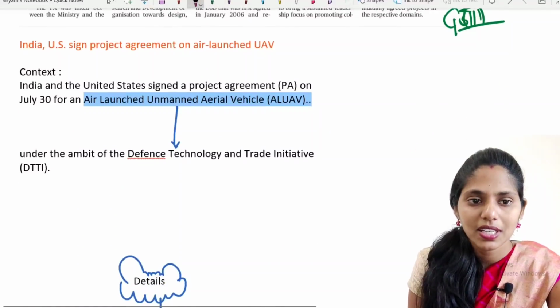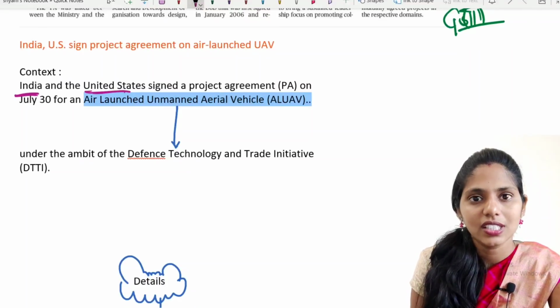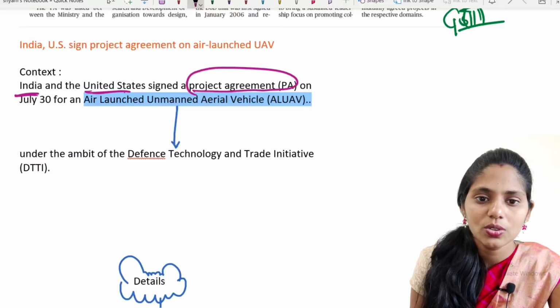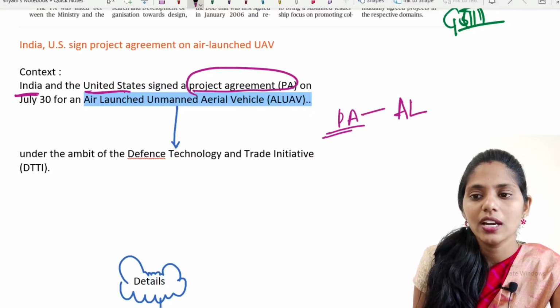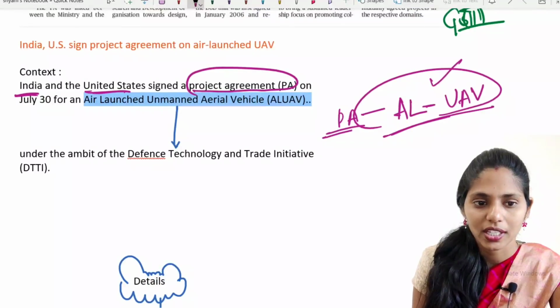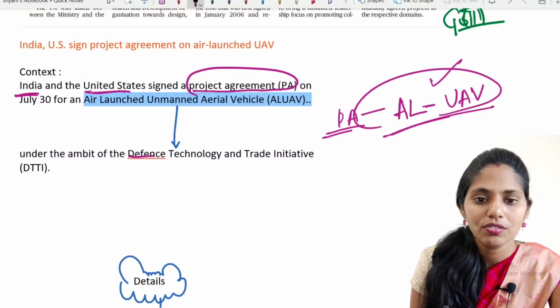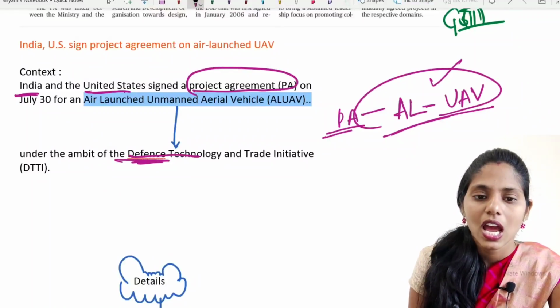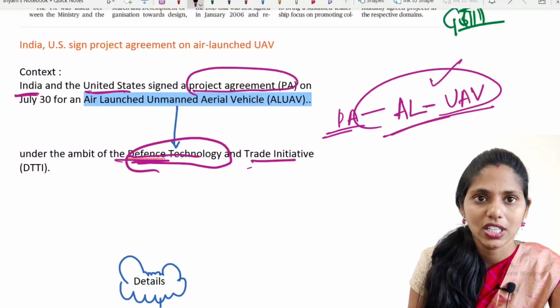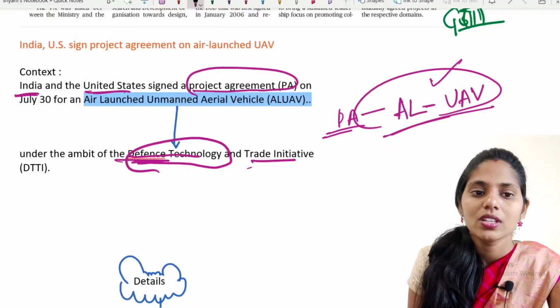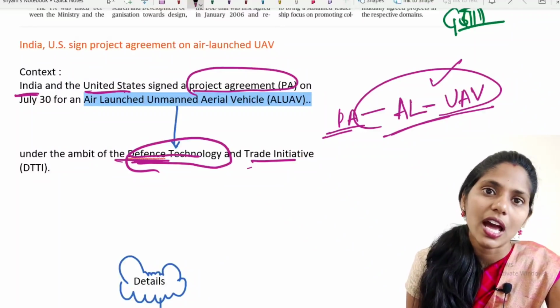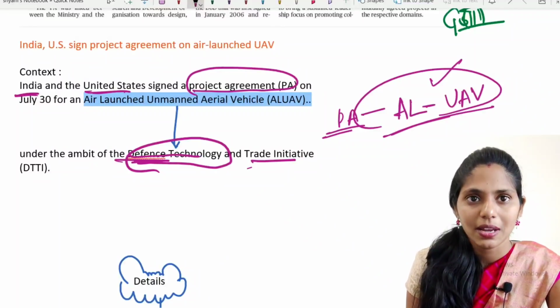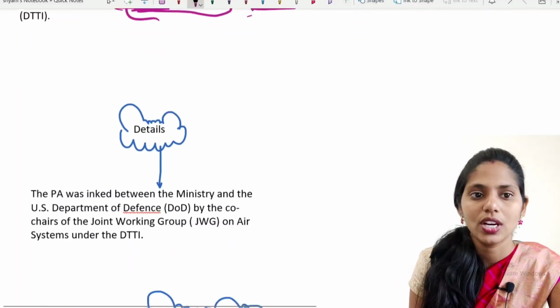If you see the context, it mainly says that India and the US signed a project agreement, mainly regarding these air launched unmanned aerial vehicles. It mainly comes under the ambit of defense technology and trade initiative, that is DTTI. So here India and US signed a project regarding air launched unmanned aerial vehicles under the ambit of the Defense Technology and Trade Initiative.